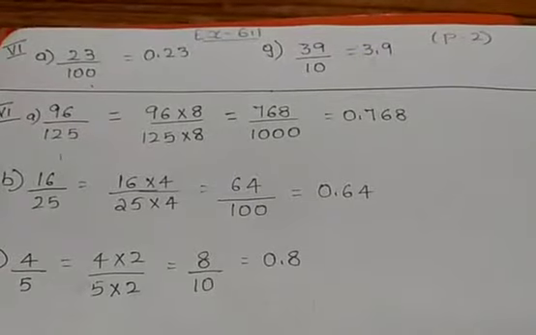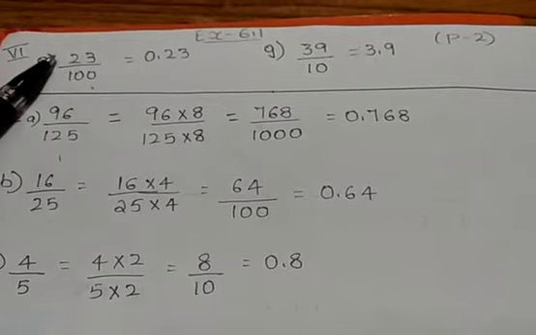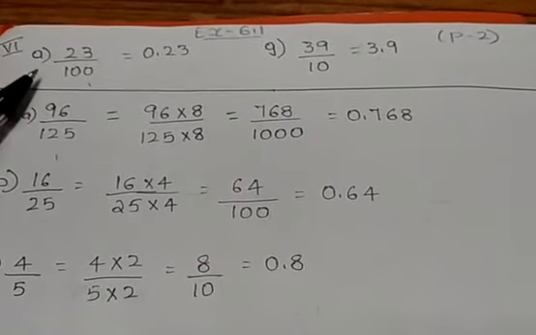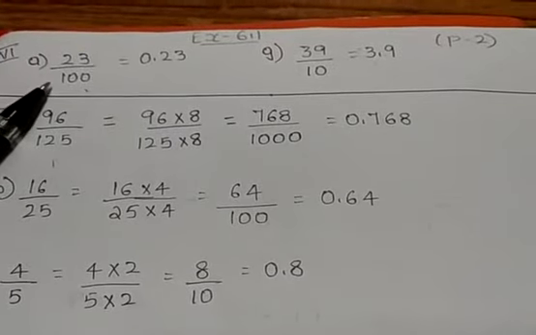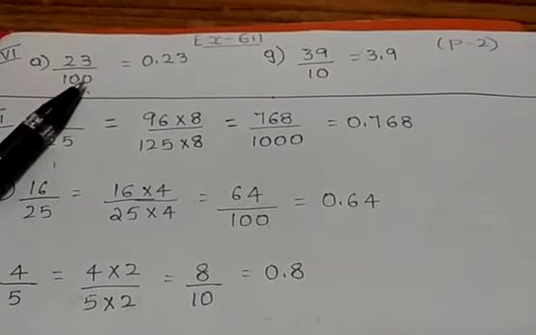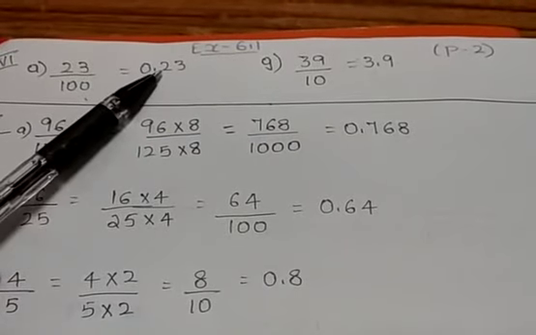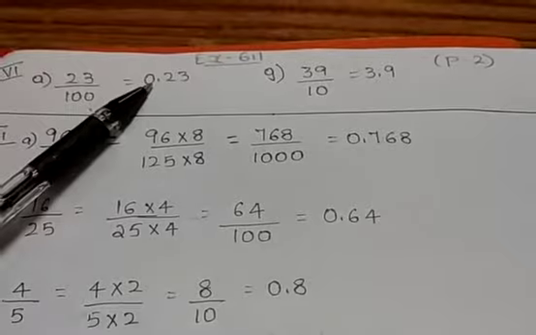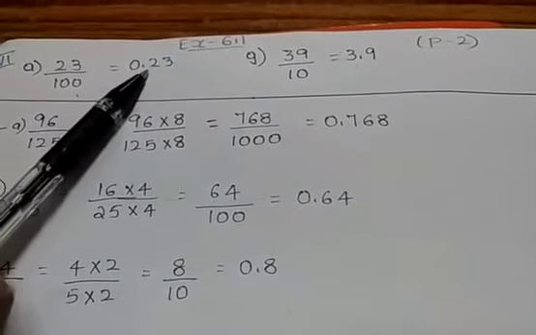The sixth main: convert the following fractions into decimals. We have here 23 by 100. Here the denominator is 100. 100 has two zeros, so give the decimal point after two places, that is unit place and tens place. After the unit place and tens place, we are giving the decimal point. The final answer is 0.23.